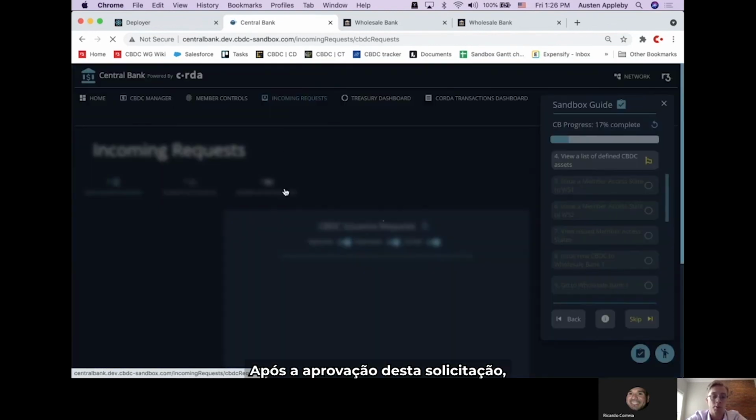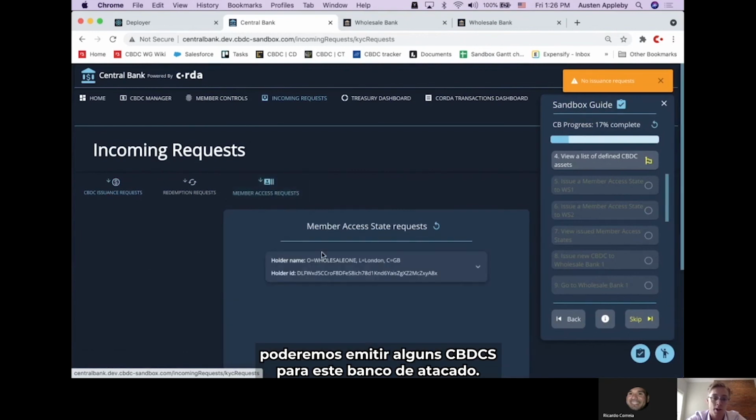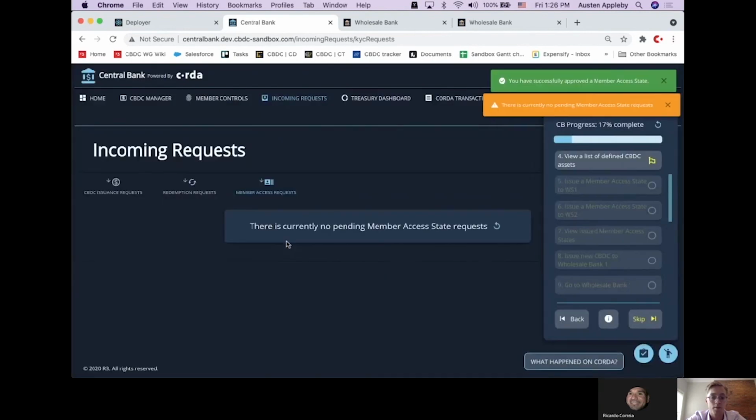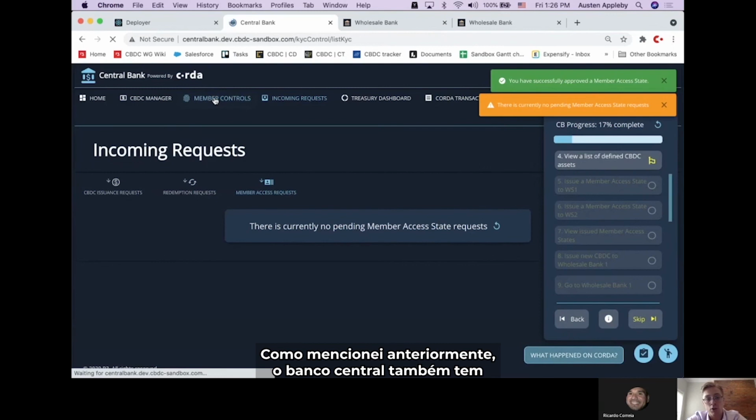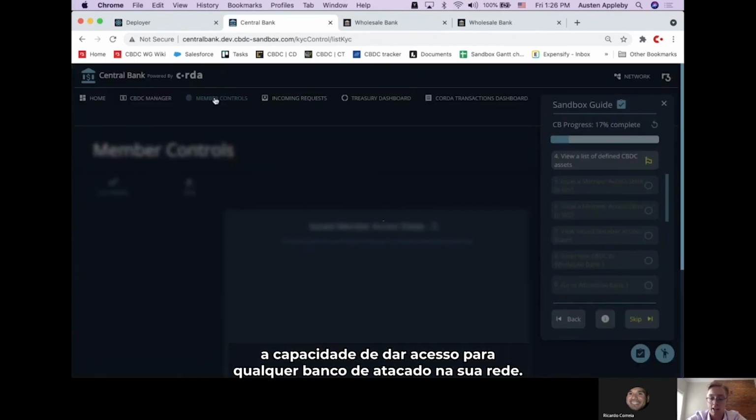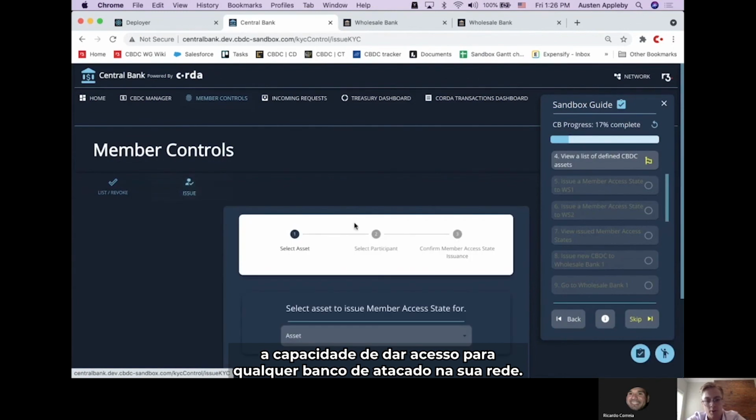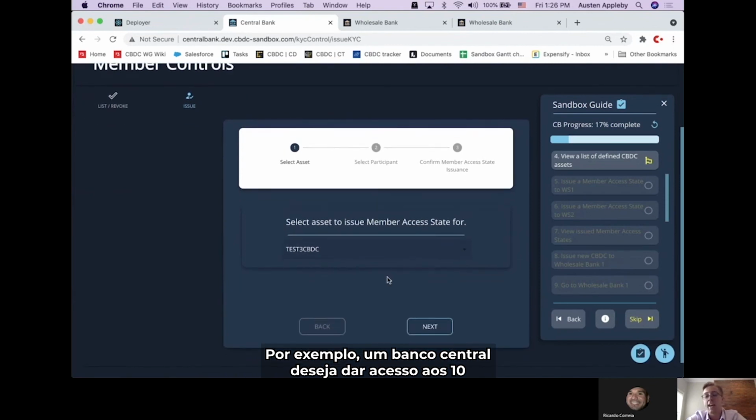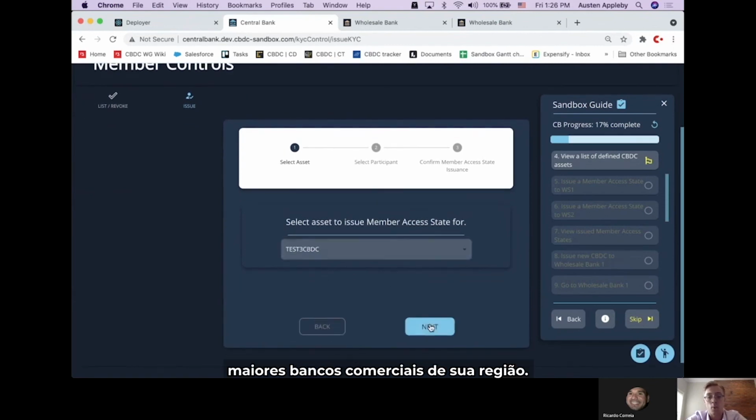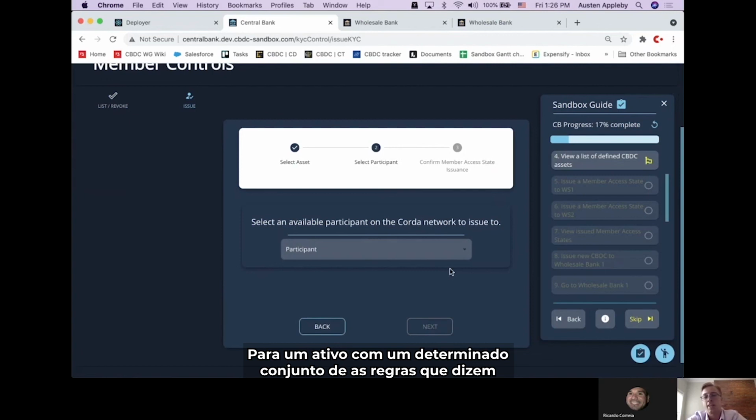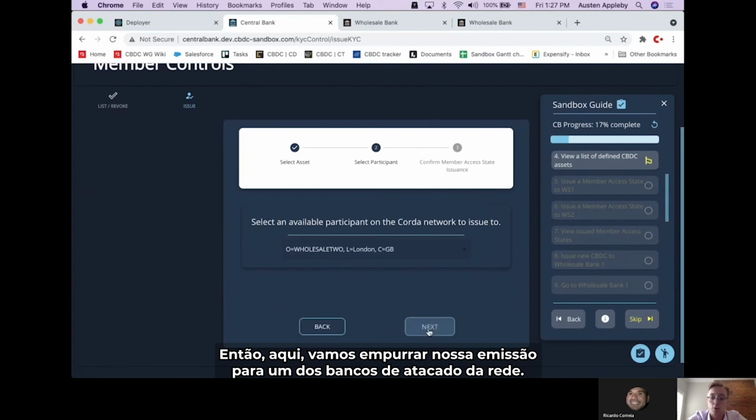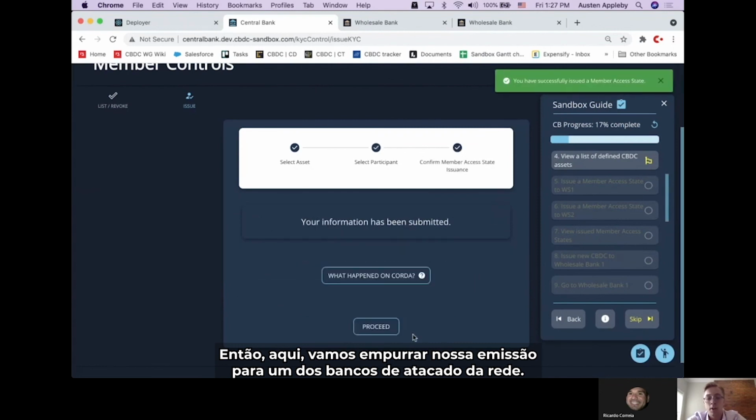Upon the approval of this request, we'll be able to issue some CBDC to this wholesale bank. So we see the request for this particular asset and we approve that. Now, as I mentioned previously, the central bank also has the ability to push access onto any wholesale bank on their network. So for example, a central bank wants to give access to the 10 largest commercial banks in their region for an asset with a particular set of rules. Say the maximum value of transfer is set to a much higher number than that of maybe a tier 2 CBDC. So here we're going to push our issuance to one of the wholesale banks on the network, and it's easy as that.